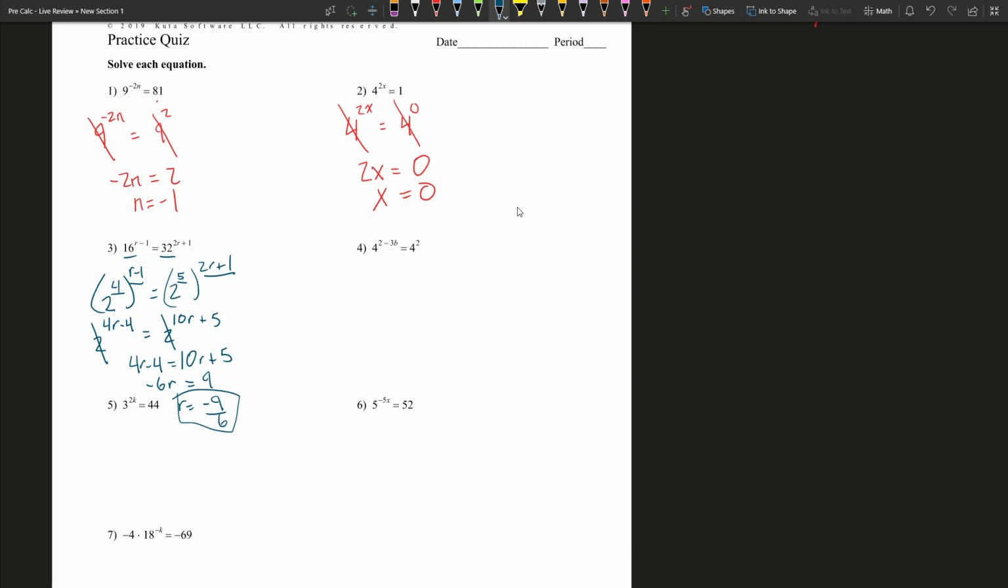On number 4, they both had the same base already. So we could just take their exponents and set them equal to each other. So 2 minus 3b is equal to 2. Negative 3b is equal to 0. So b is equal to 0.